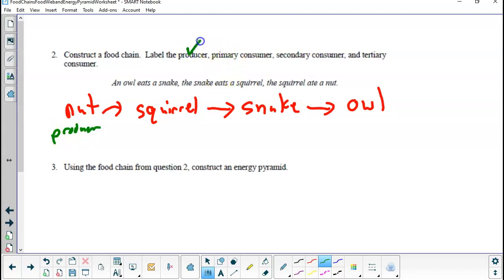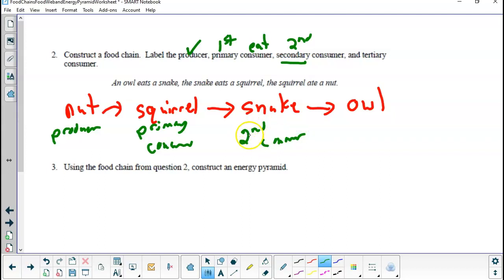Producer. So I did that guy. Primary consumer. So primary means first, and consumer means it's something that eats stuff. So the first thing in my line that eats anything is the squirrel. So my squirrel is my primary consumer. The second thing that eats is the snake. So my second consumer. And tertiary means third. So my owl is my tertiary, or my third consumer.